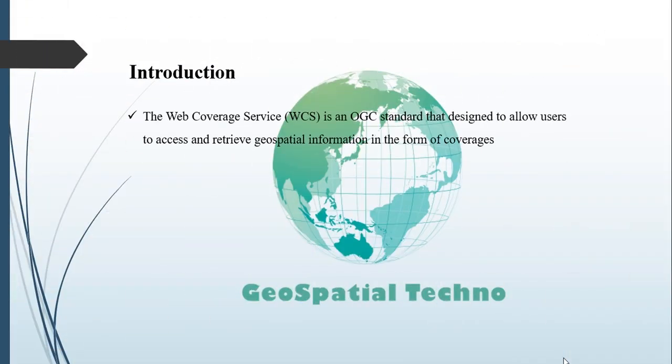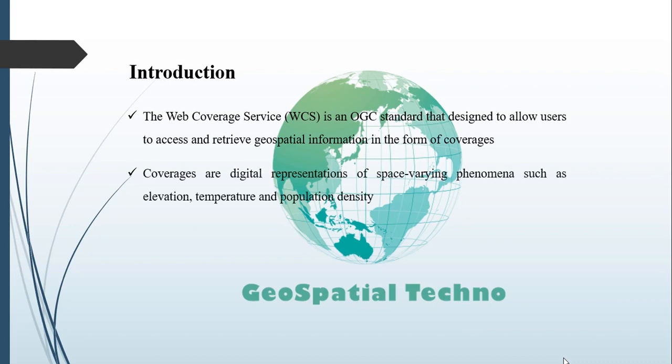WCS. The Web Coverage Service, or WCS, is an OGC standard that's designed to allow users to access and retrieve geospatial information in the form of coverage. Coverage are digital representations of space-varying phenomena such as elevation, temperature, and population density. One can think of it as WFS for raster data. It gets the source code of the map, but in this case, it's not raw vectors, but raw imagery.